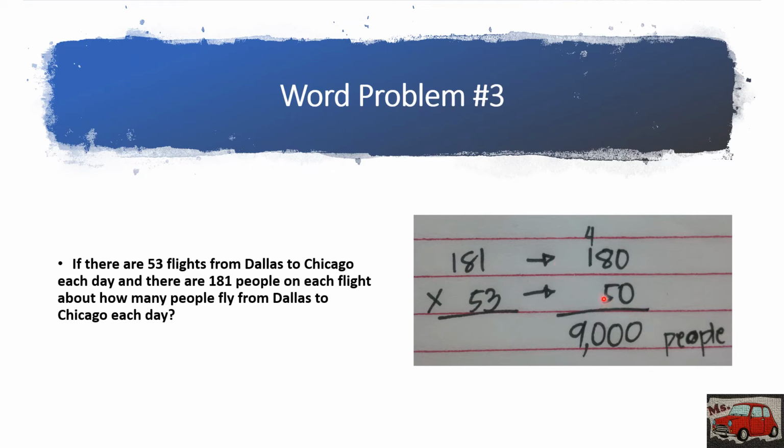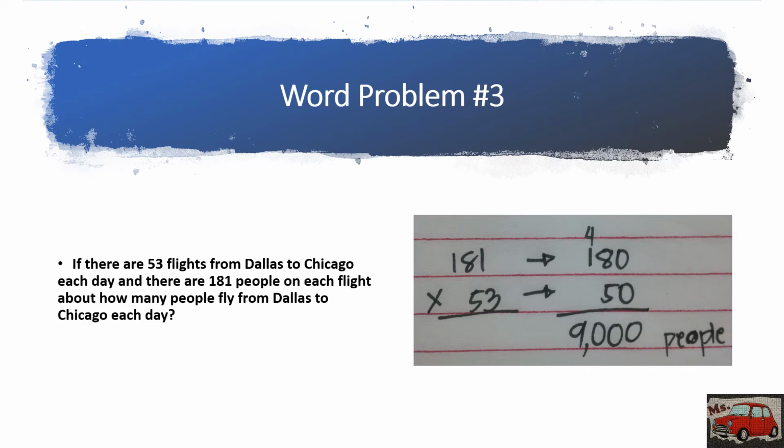Okay? And then, ang i-multiply na lang natin is yung more than 0 na nating number. So, like 5 times 18. Okay? So, 5 times 8, that is 40. So, bring down the 0, carry over the 4. 5 times 1, that is 5, plus 4, that is 9. Therefore, there is 9,000 people na nagto-travel from Dallas to Chicago each day.